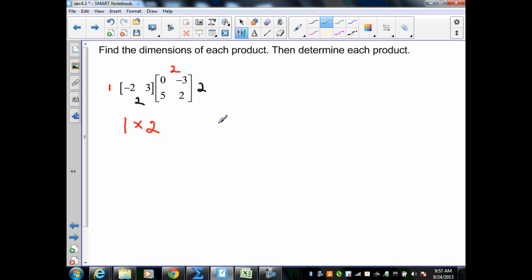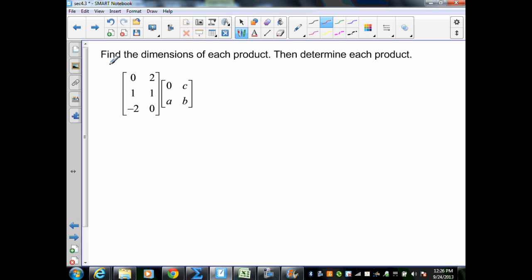Let's determine the product. I'm going to take my first row times the first column and find the sum. Negative 2 times 0 is 0. 3 times 5 is 15. 15 plus 0 is 15. My row times the second column. Negative 2 times a negative 3 is 6. 3 times 2 is 6. 6 plus 6 is 12. And that is my 1 by 2 matrix.